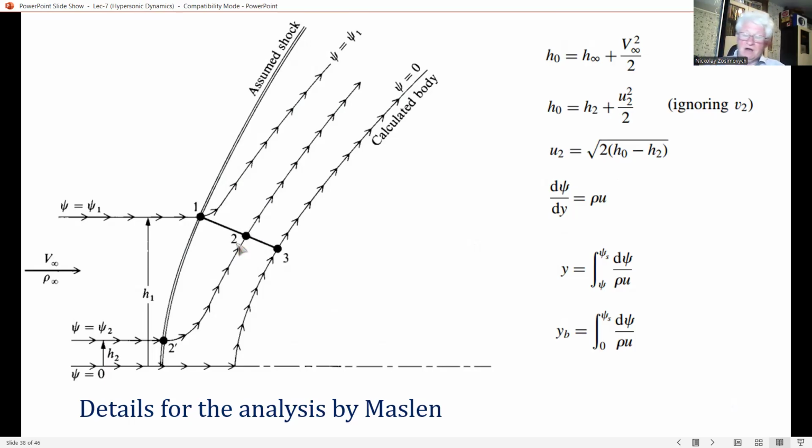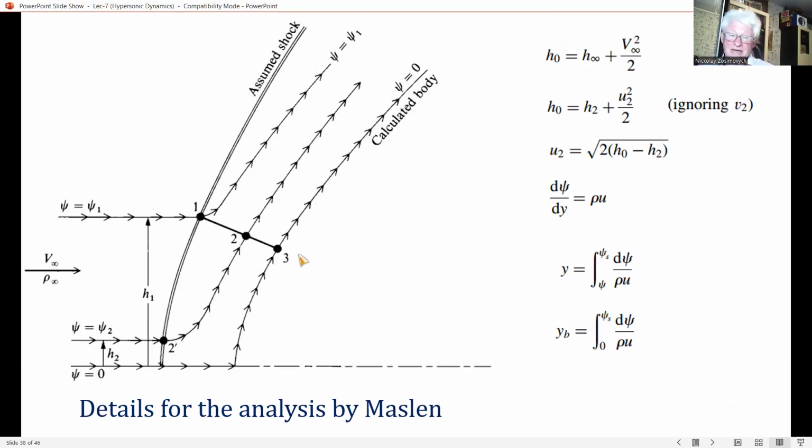Referring to our previous figures, repeat the preceding steps for all points along the y-axis between the shock, in this case point 1, and the body at point 3. The body surface is defined by psi equal to 0.